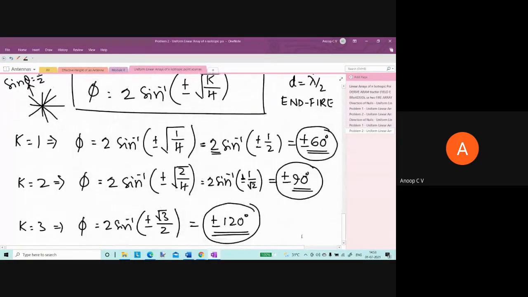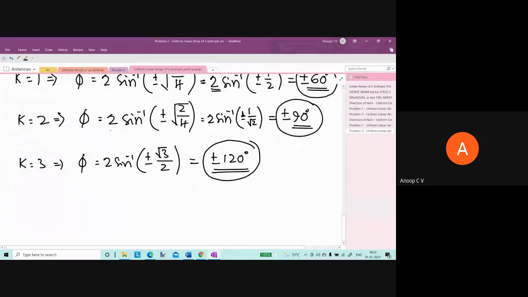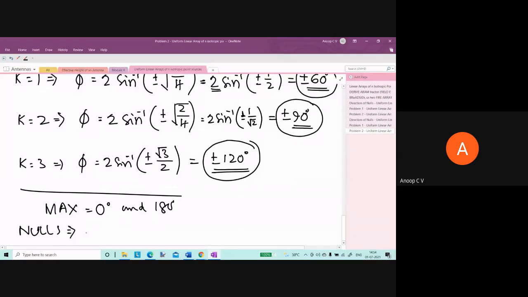Now we'll try and plot the graph. So again I'll write, maxima is along 0 degrees and 180 degrees, and nulls are along plus or minus 60 degrees, plus or minus 90 degrees, and plus or minus 120 degrees.